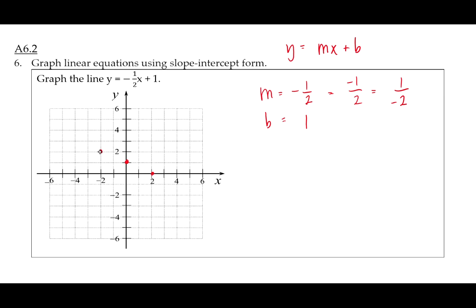And you'll notice that whether I went down 1 and to the right 2, or up 1 and to the left 2, I still got points that are on the same line. And if I were to connect these points, pretend that that is a straight line, you have the graph of the line y = -1/2 x + 1.